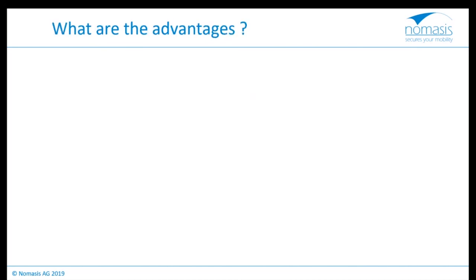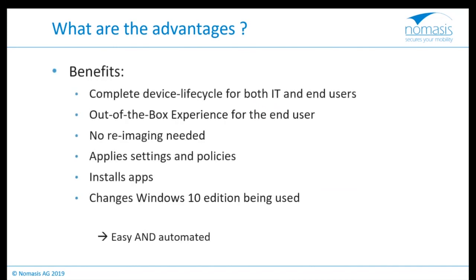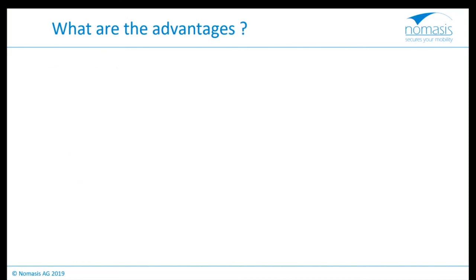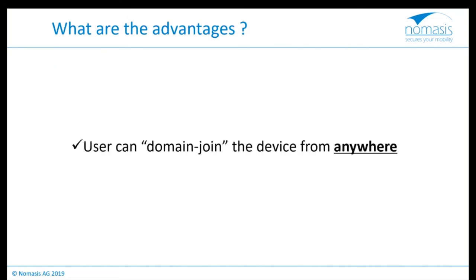So what are the advantages? Let's just quickly summarize them. You already know all of them. These are the basic Windows Autopilot benefits. But we have one very important benefit. Our user can domain join the device from anywhere because of the VPN profile.